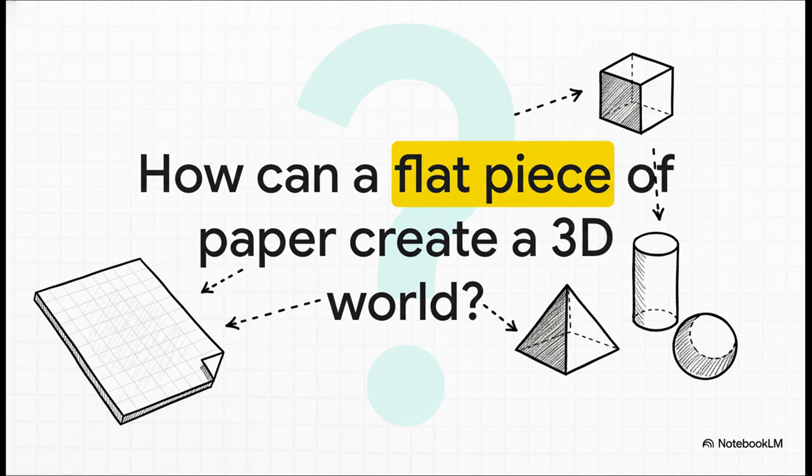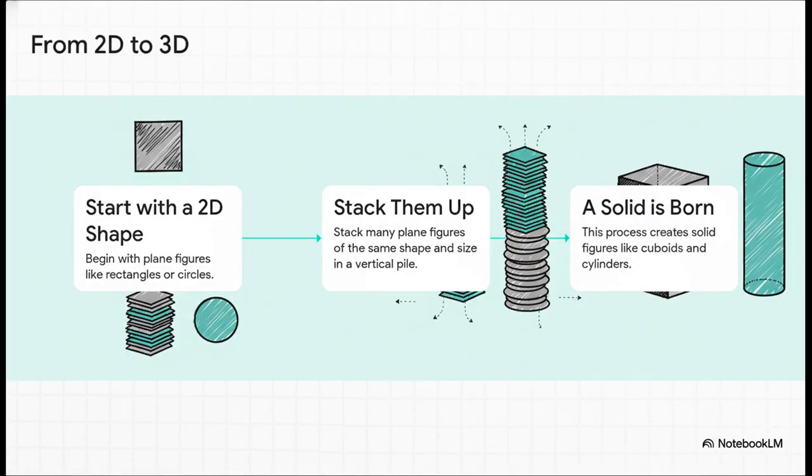We're surrounded by solid objects, right? But deep down, they all start with something flat. So how in the world do we make that leap from a flat piece of paper to a solid object you can actually hold in your hand? The magic, it turns out, is all in the stacking.